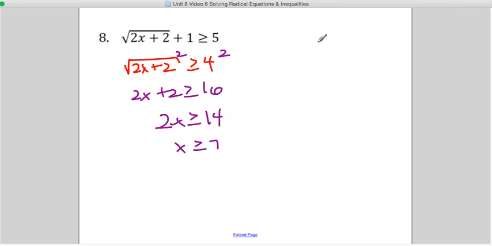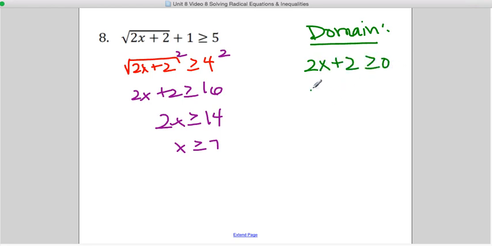Then I always have to check my domain, okay? Because you can't plug negatives into a radical. So we want to make sure we're not putting negatives, non-real solutions as part of our answer. We only want the positive. So it's what's underneath the radical has to be greater than or equal to 0. So I would subtract 2, so x is greater than or equal to negative 2, divide by 2, so x is greater than or equal to negative 1.